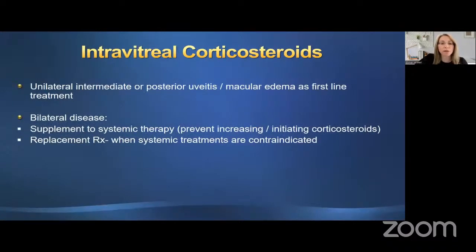Another treatment option is using intravitreal corticosteroids, and this may be given as first-line treatment for unilateral intermediate or posterior uveitis and for unilateral macular edema. This treatment may be given for bilateral disease as a supplement to systemic corticosteroids in order to prevent increasing corticosteroids, or as a supplement to immunomodulatory treatment in order to prevent initiating corticosteroids. It also may be given as replacement treatment when systemic treatments are contraindicated.